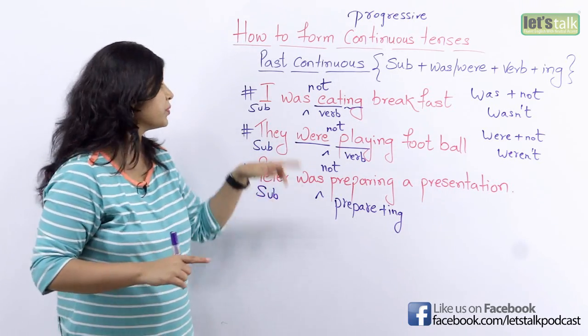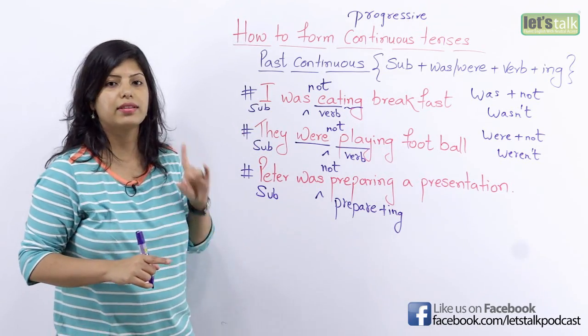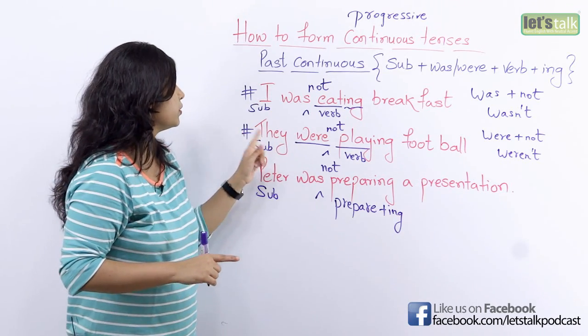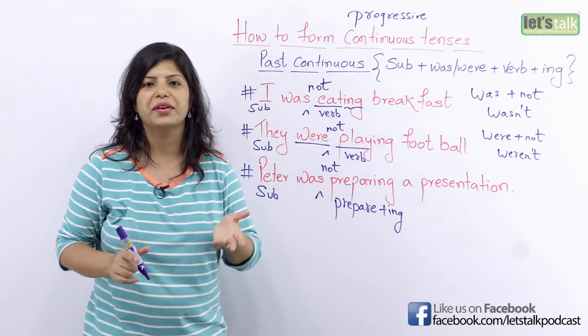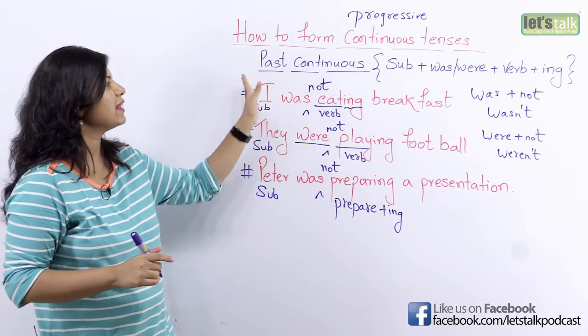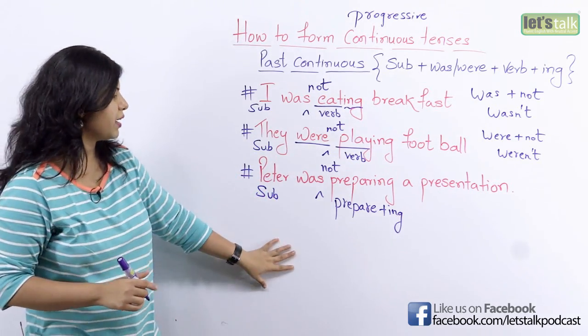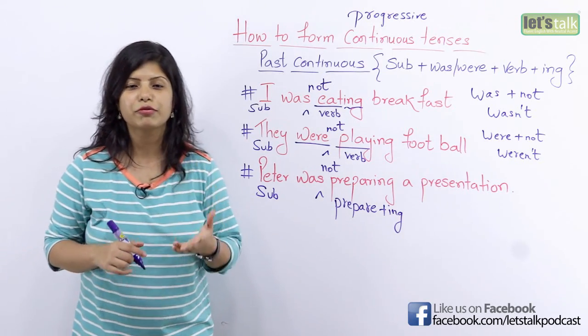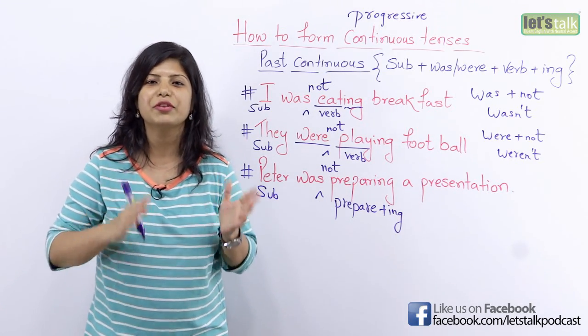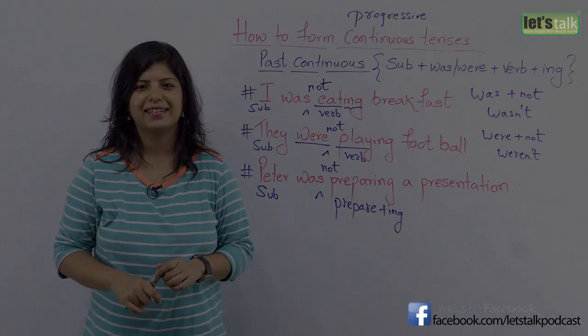So remember, I, he, she or someone's name, was. You, we, they, you would use were. As simple as that. There you have your past continuous tense. Now if you've understood this, we'll look at how to form present continuous and the future continuous tenses.